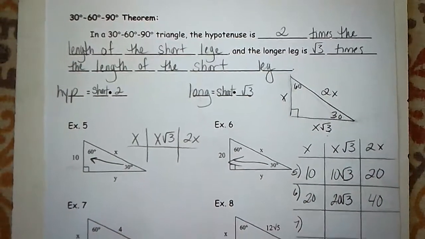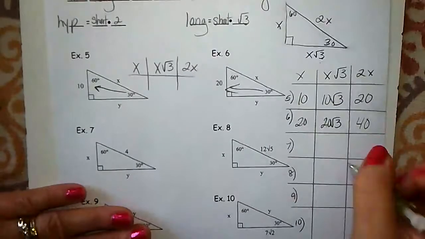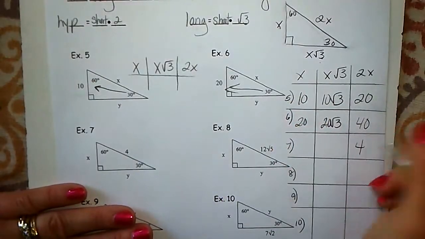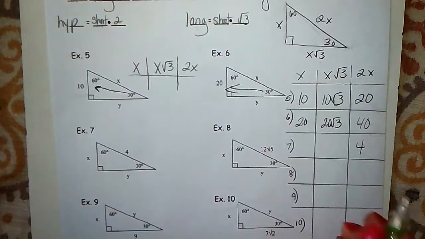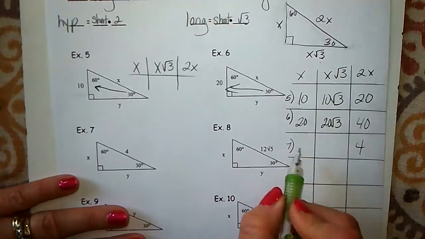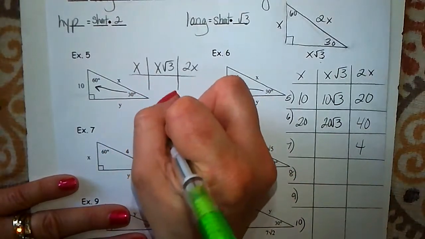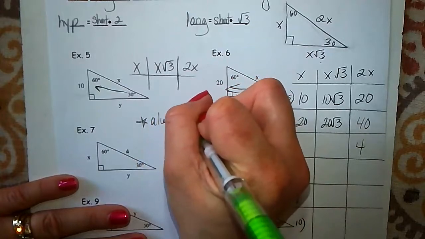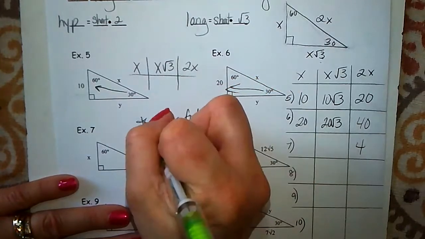All right, look at this next one. We have the hypotenuse. So this was all going to the right. Now we're going to have to go left. So when we move left, we divide. So we're going to take this number. Always find the short leg first, okay? Always find the short leg first.